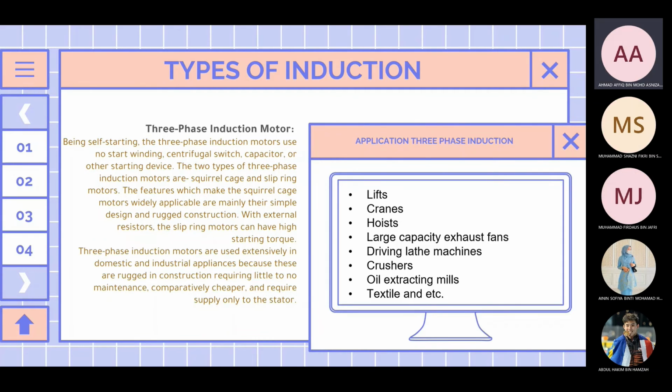Assalamualaikum. I am Afiq Masizam. I will continue with the second type of induction motor. The second type of induction motor is the three-phase induction motor.